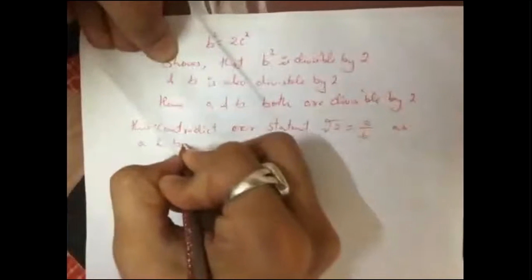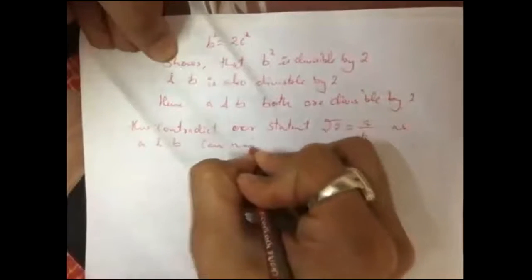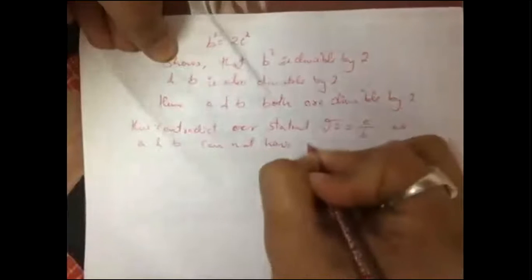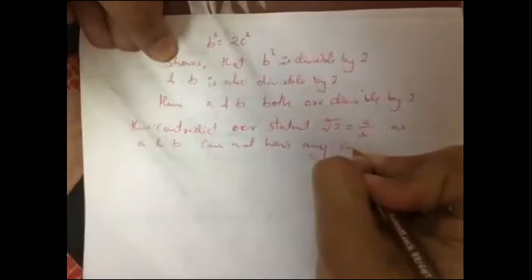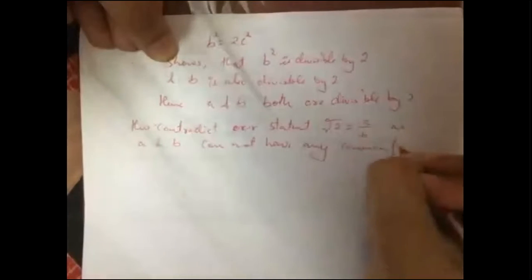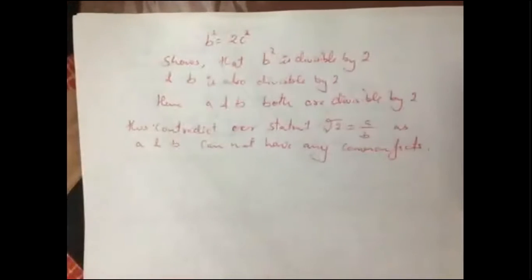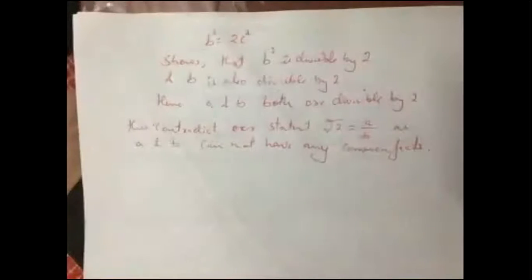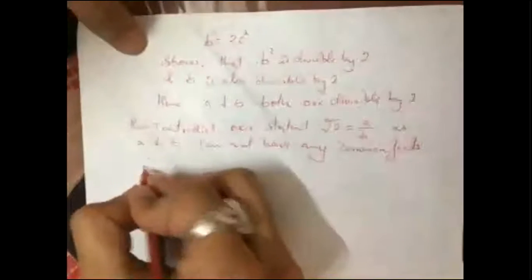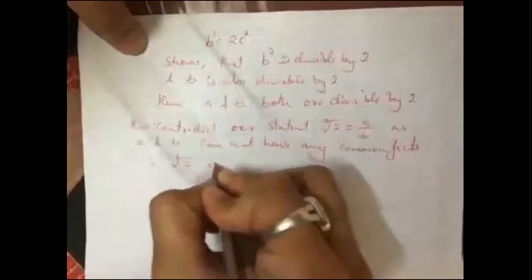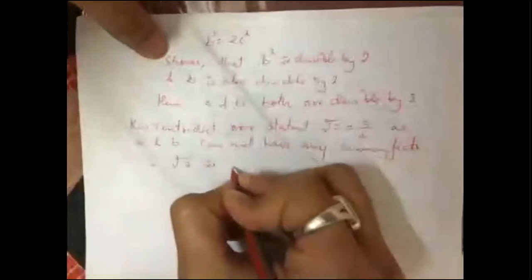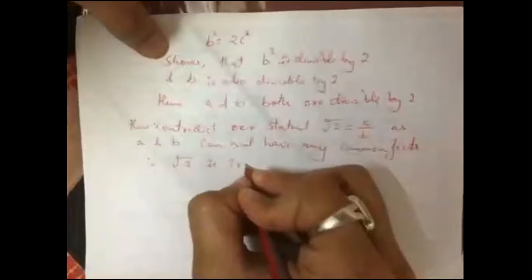as a and b cannot have any common factors. If they are in rational form, they must not have any common factor. उनके कोई common factor होना ही नहीं चाहिए. But यहाँ पे दोनों 2 से divide हो रहे हैं, मतलब दोनों के अंदर क्या है? Common factor. Therefore, under root 2 is irrational number.